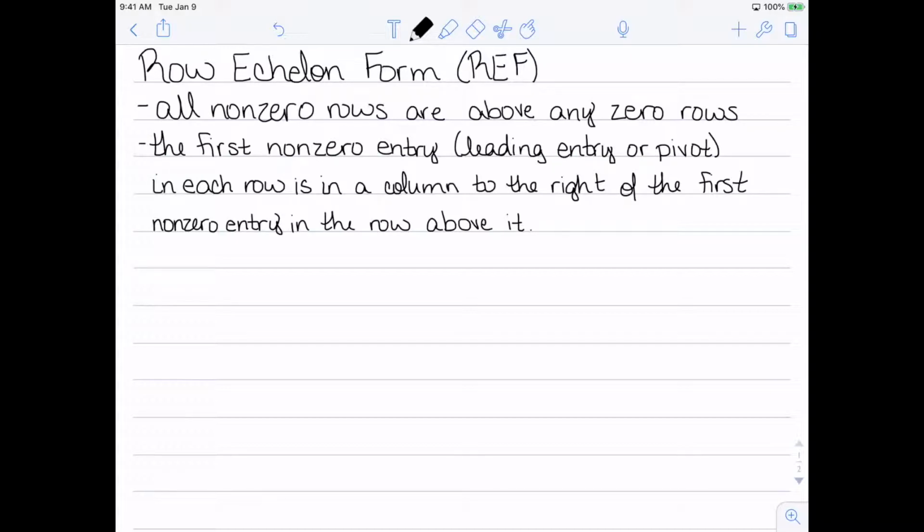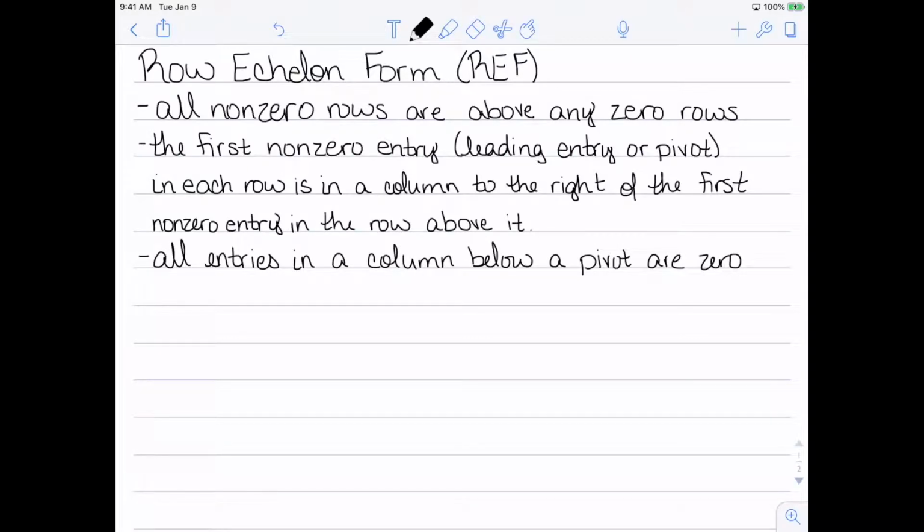The second condition: the first non-zero entry in each row, which is known as a leading entry or a pivot, is in a column to the right of the first non-zero entry in the row above it. So essentially the non-zero entries should look kind of like steps going down. And the last condition for row echelon form: all the entries in a column below a pivot are zero. So once we find these pivots, everything below them should be zeros.